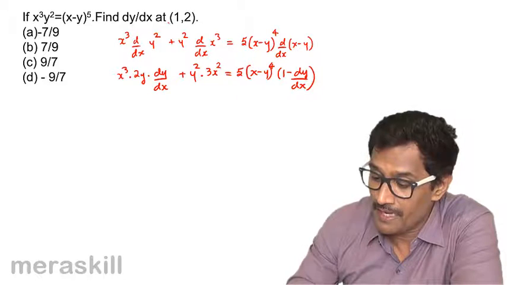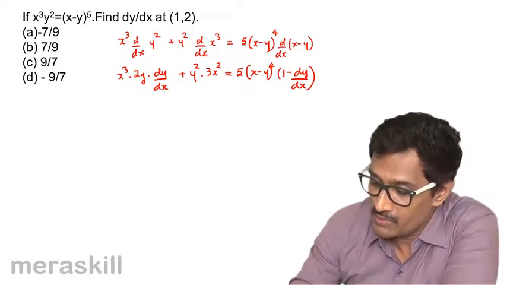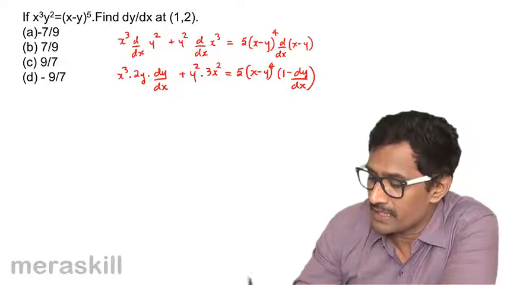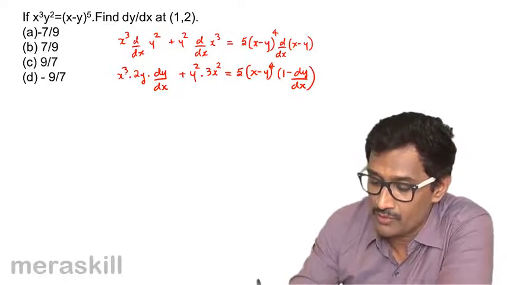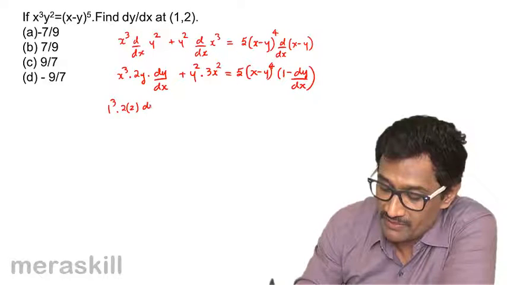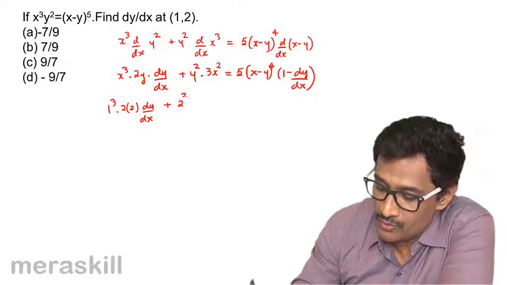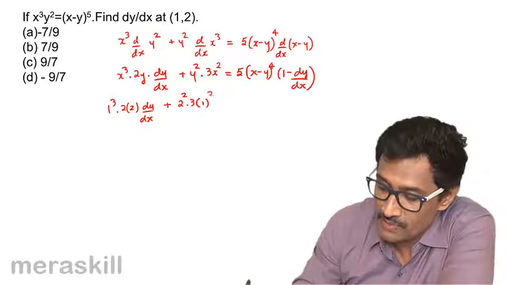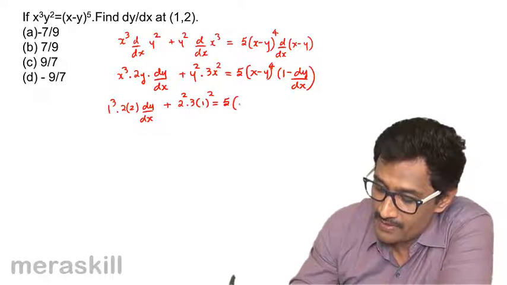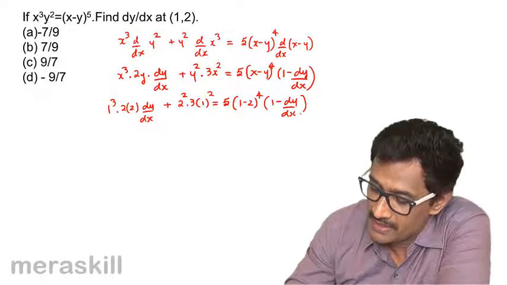We have been asked to find at 1, 2. Now let us see what we get. At 1, 2, instead of collecting all the dy terms, we can substitute. So we get 1 cube into 2y, so 2 into 2 into dy by dx, plus y square, that is 2 square into 3 into 1 square, is equal to 5 into 1 minus 2 raised to 4 and 1 minus dy by dx.